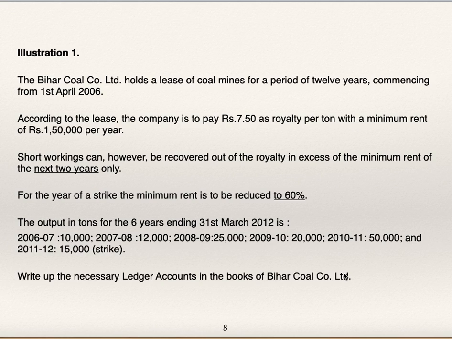First, I will show you how to prepare journal entries. For that, you need to prepare working table, and this working table is very important for preparation of journal entries as well as ledger accounts.